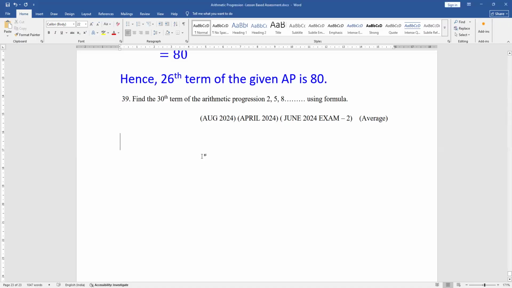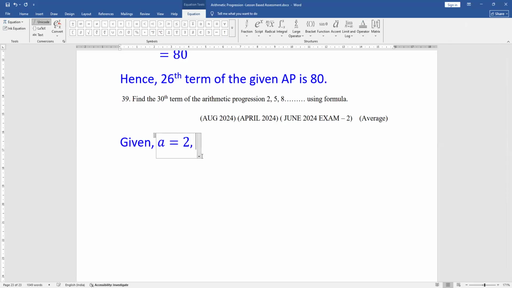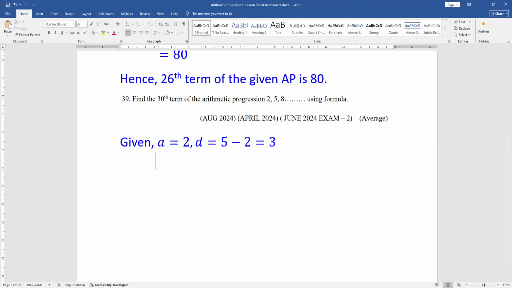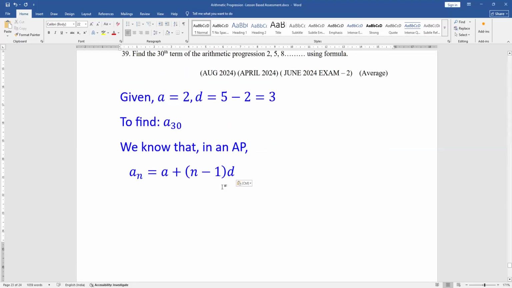Now let's go. First I write what is given: a equals 2, then d equals 8 minus 5. Correct? See what I am doing here: 5, that is the second term, minus the first term 2, is equal to 3. Okay? Next, we have to find the 30th term, that is a30. So we know the formula: in an AP, a_n equals a plus n minus 1 into d.